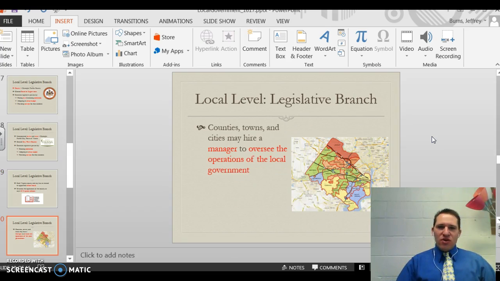All right, moving on. At the local level, the executive or legislative branch can hire a manager, and that manager can oversee the operations of the local government. I use the example from Parks and Recreation, Chris Traeger. He was the city manager. He's not the mayor, he's not the political head, but he's the person who operates the day-to-day, looking at the operations and making sure that everything is in the right place and that the money's being used properly, and things of that nature.